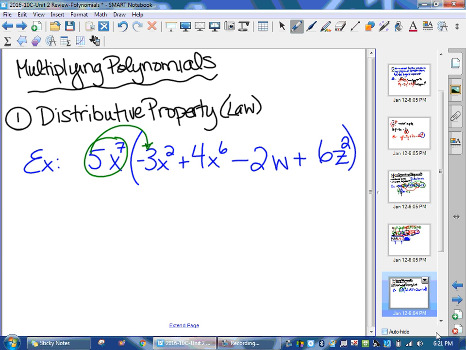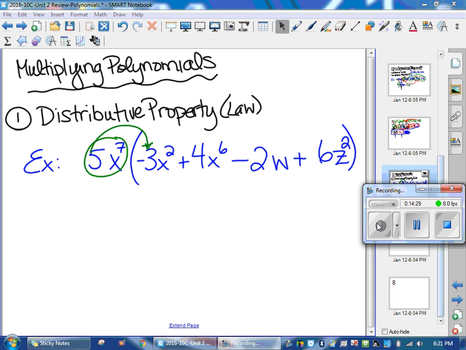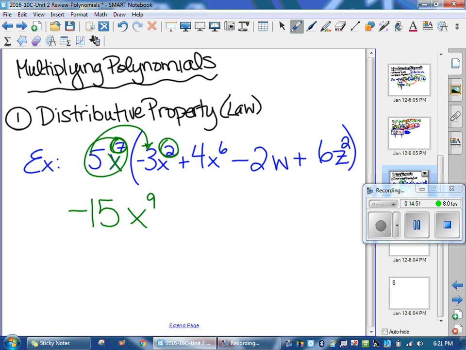Okay, so once we take a look, we're going to do our very first term. We're going to multiply the 5 to the -3 because we deal with coefficients first. It's going to give us a negative 15. Then we deal with the variables. They're the same variable, so all we're going to do is add their exponents because we're multiplying. So we're going to have x exponent 9 when we add the 7 and the 2. Okay? The next term, we're going to multiply the 5x exponent 7 to the 4x exponent 6. The 5 is going to multiply by the 4 to give us a positive 20. The x's are the same variables, so we can add their exponents. So we're going to get x exponent 13.